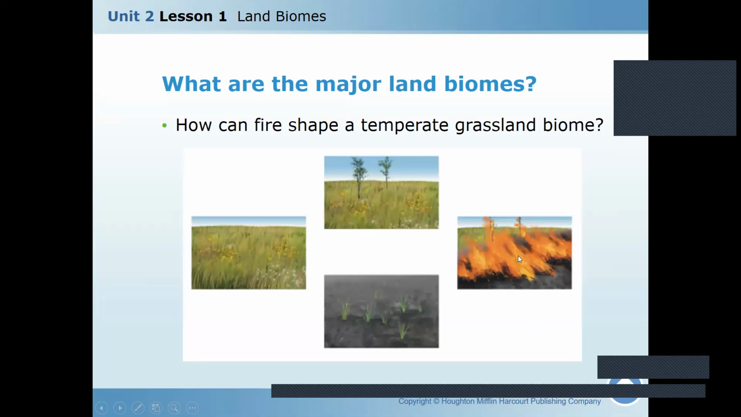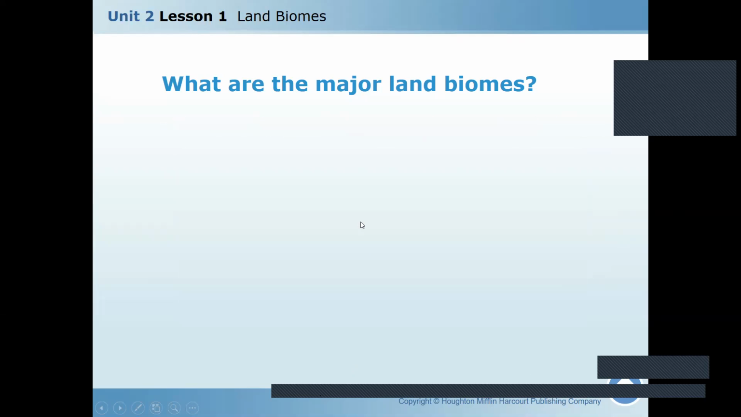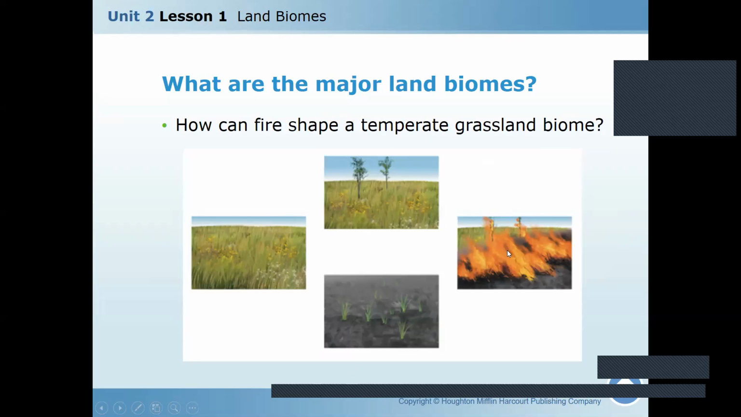How can fire shape a temperate grassland biome? How come, girls, when fire comes and everything vanishes, that grassland can grow again? Any idea? Like there was a fire in a forest and next year you can see it build again. How come? What do you think? Some of the seeds are left behind which were not burned, and with those seeds, a number of plants can grow again.